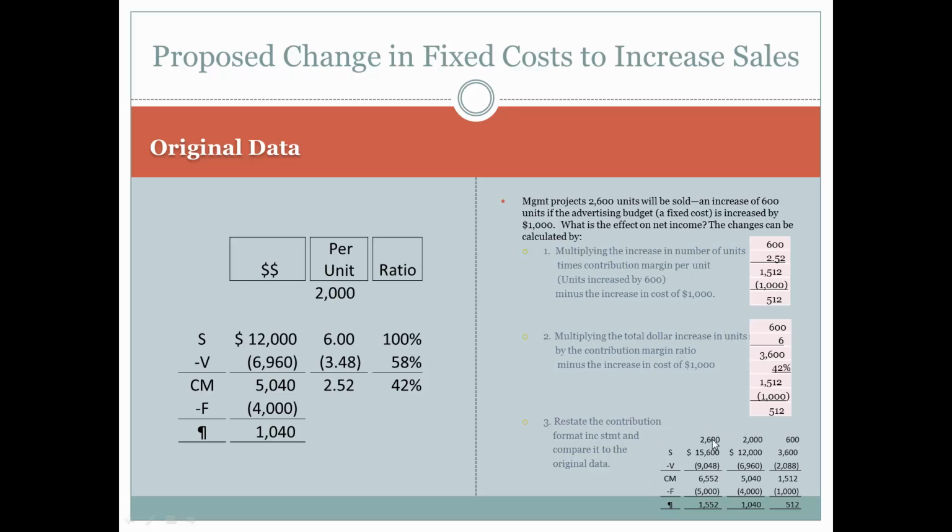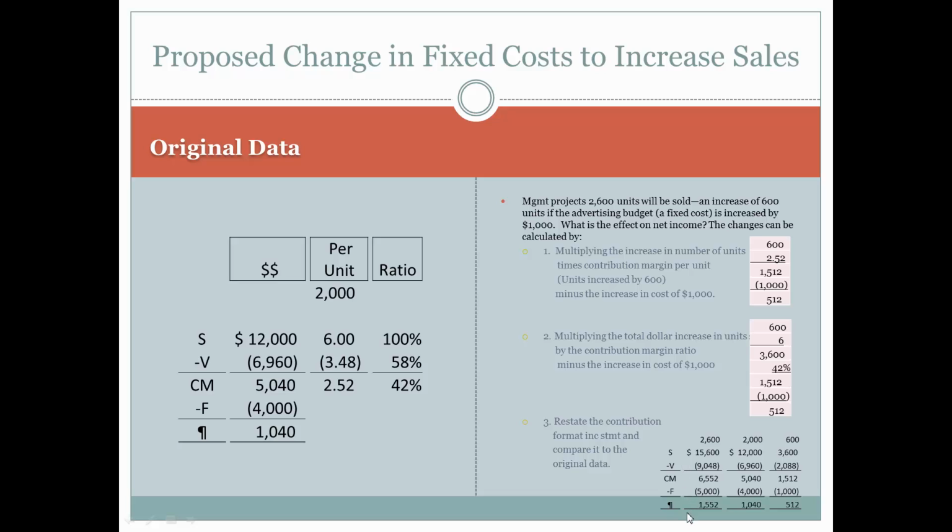Again, we can take the new selling volume of 2,600 and multiply everything out on a percentage basis, and then we're going to add 1,000 to the 4,000 in fixed expenses to find out how much we were expecting to make if we increase our fixed expenses by $1,000 and we sell 600 more units.